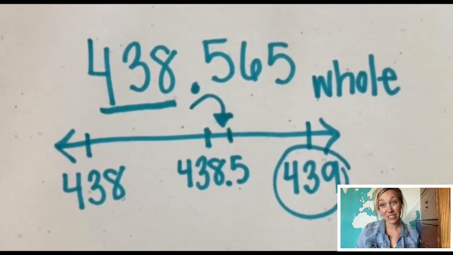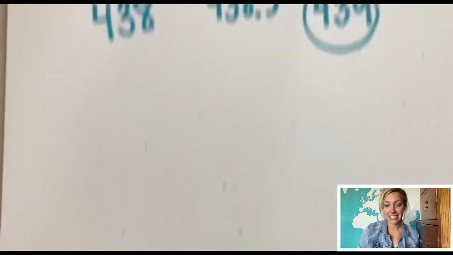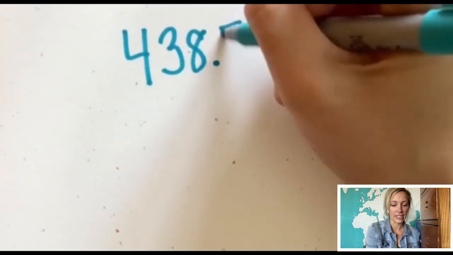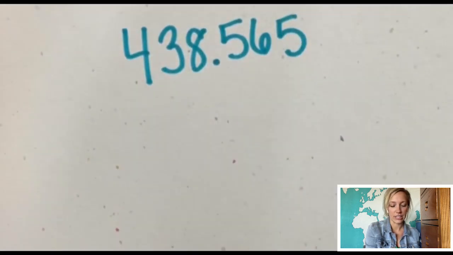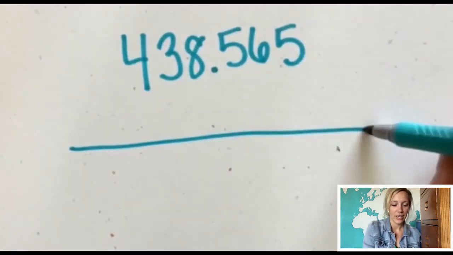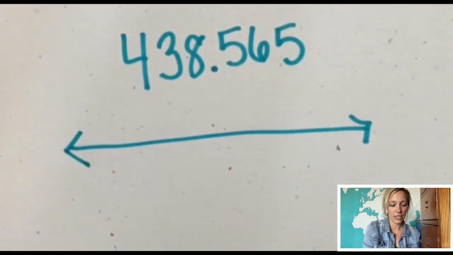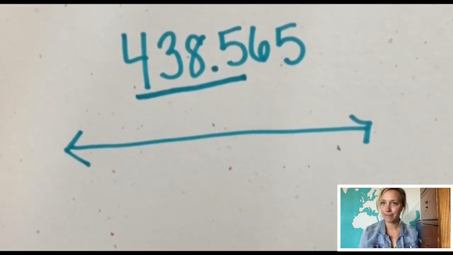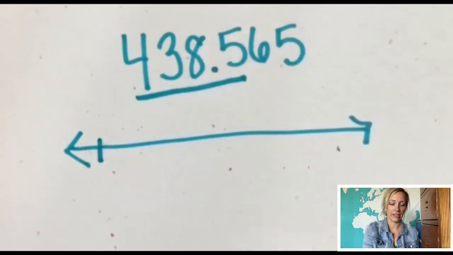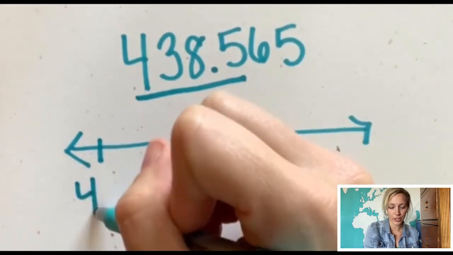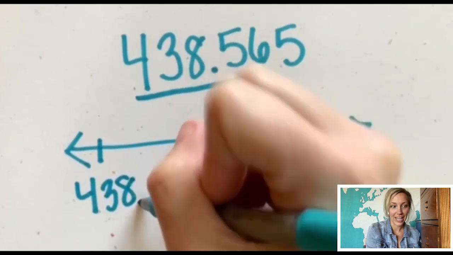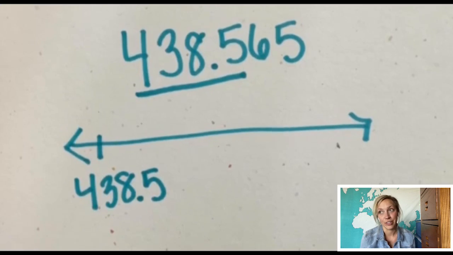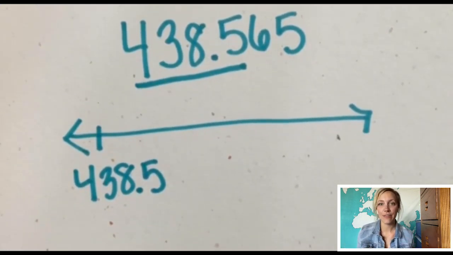Okay, next we're going to round this number to the nearest tenth. So I'm going to rewrite it, 438 and 565 thousandths. Here is my open number line. Now to the nearest tenth, I'm going to underline that whole part up to the tenth. That is going to become my first benchmark, 438 and 5/10.